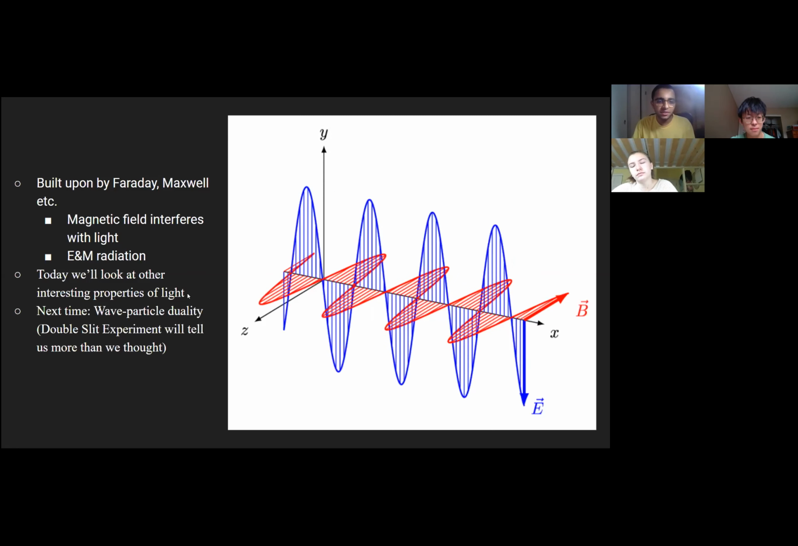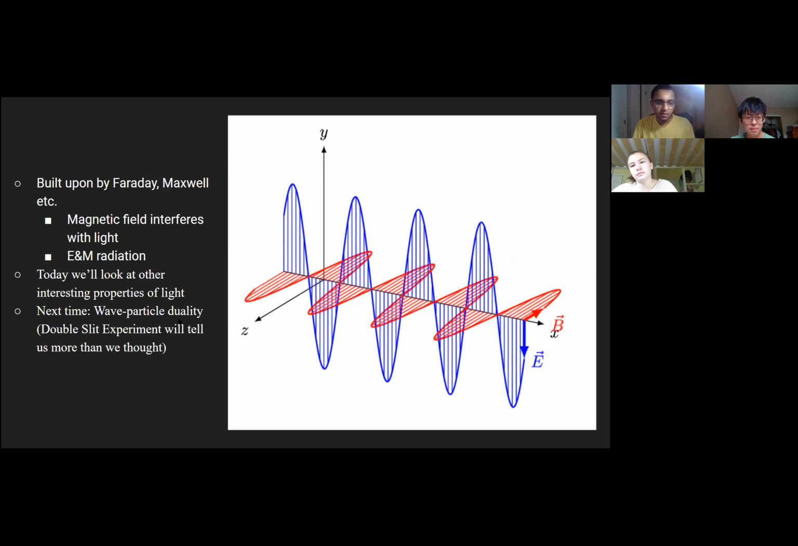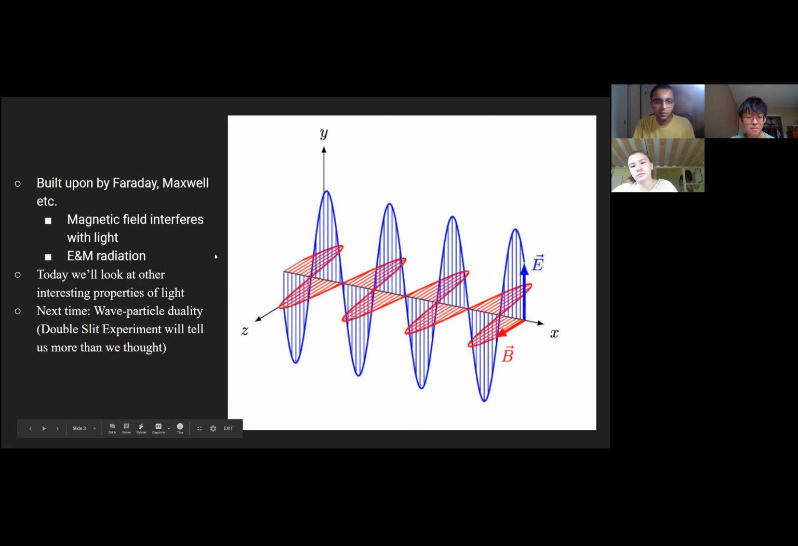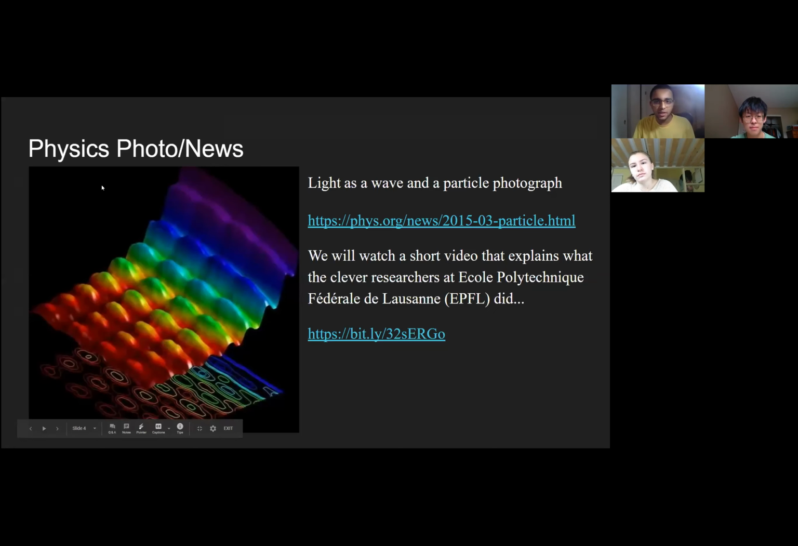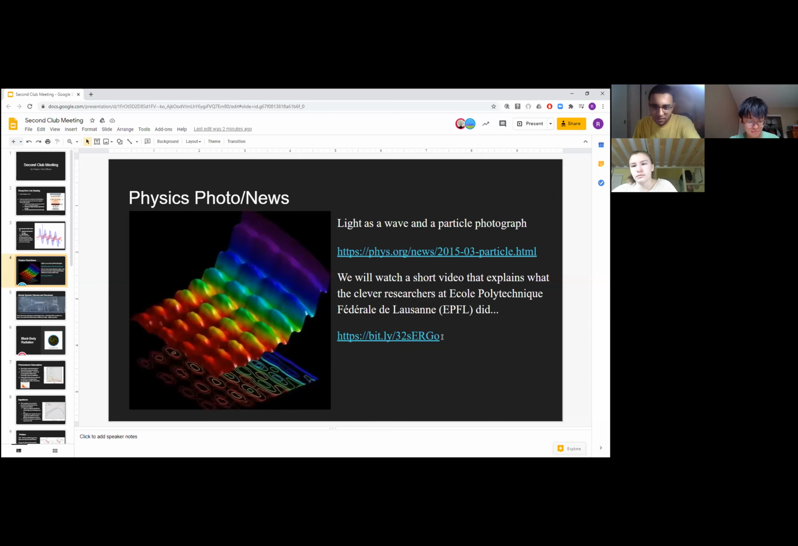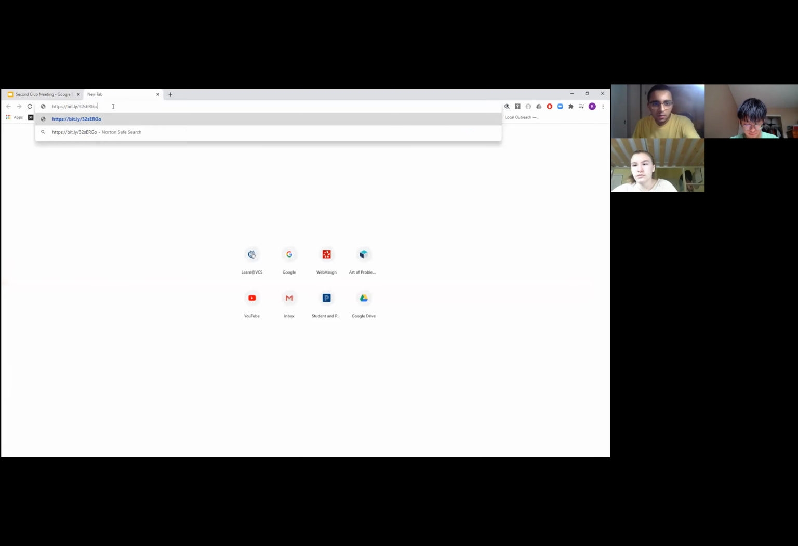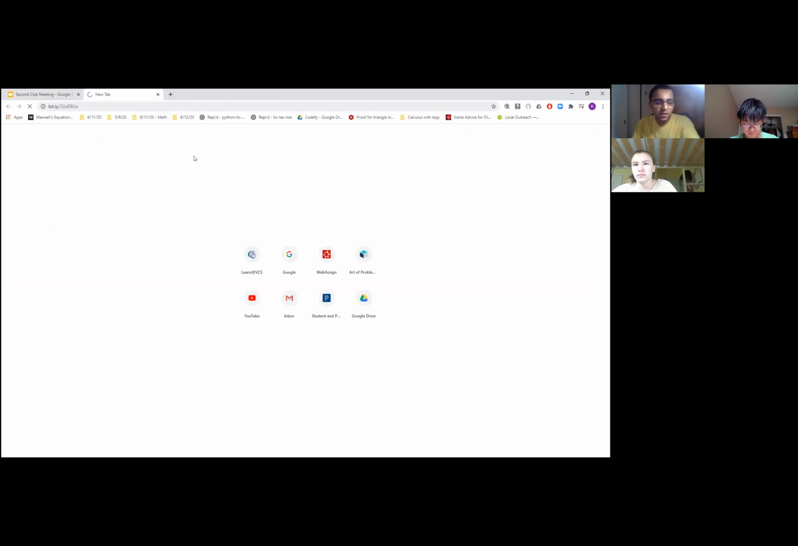Today we'll look at some other interesting properties of light. And there's also wave-particle duality, which we'll look at later. In terms of the news, we have this first photograph from 2015 of light as both a wave and a particle. It's from the researchers at EPFL. Today we're going to look a little bit more at their clever trick and how they were able to capture this photo. We're going to watch a short video regarding that, about 2 minutes long.